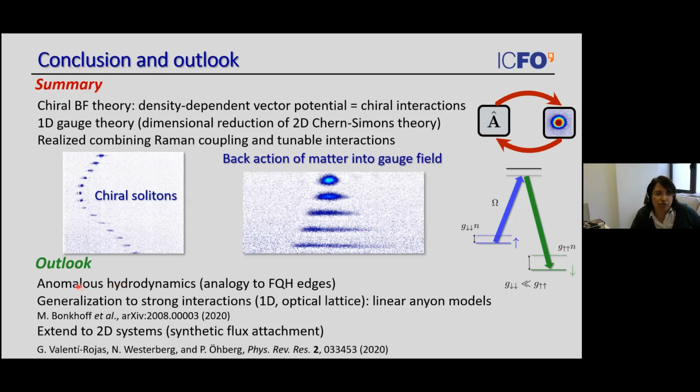So one thing is to look at this system and try to see an equivalence of this with the edges of a fractional quantum Hall system, which is what the model was built for, basically, to generalize these two systems with stronger interactions, to try to see linear anion models. And I think what we would all like to see is the extension of this to 2 dimensions, for which there is a proposal, which is something we could do in our experiment if instead of using counter-propagating Raman beams, we would use Raman beams with orbital angular momentum.